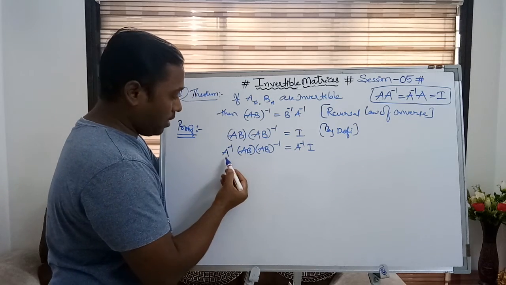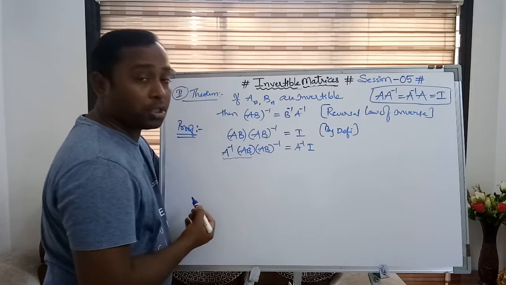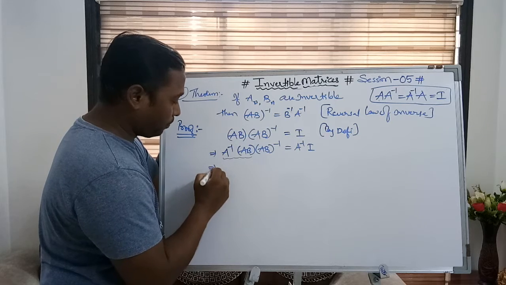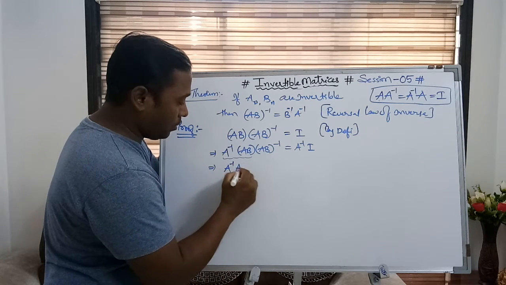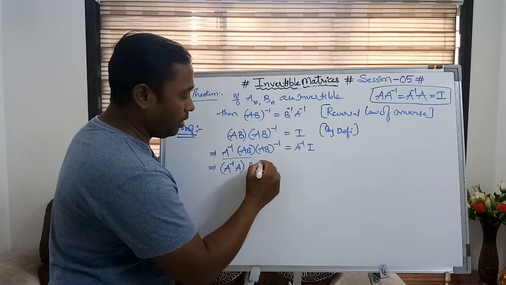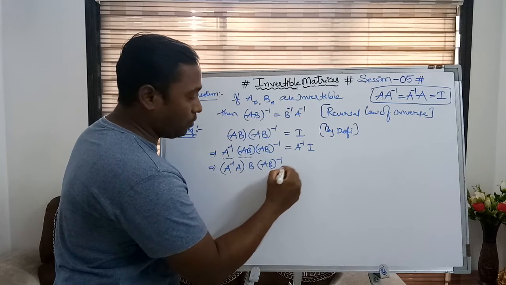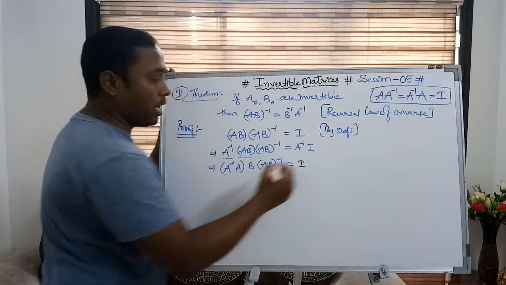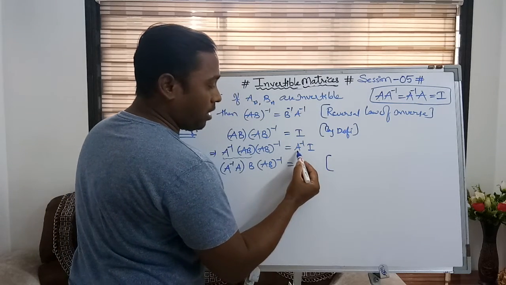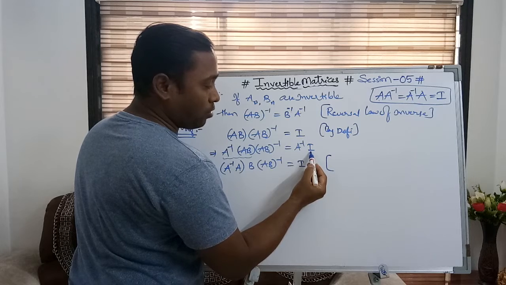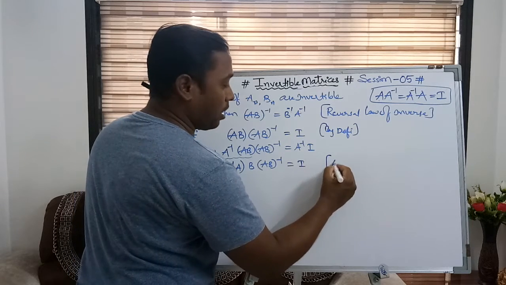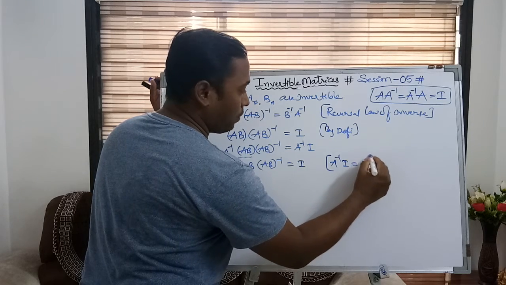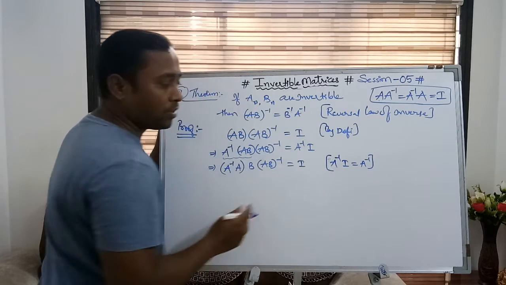And you know that matrix multiplication is associative. So I can also write this statement as A inverse into A into B into AB whole inverse is equal to A inverse into I. I is always equal to I. The reason is, if you multiply a square matrix with the identity matrix of the same order, the matrix itself comes. So A inverse into I is equal to A inverse only. This is the reason.